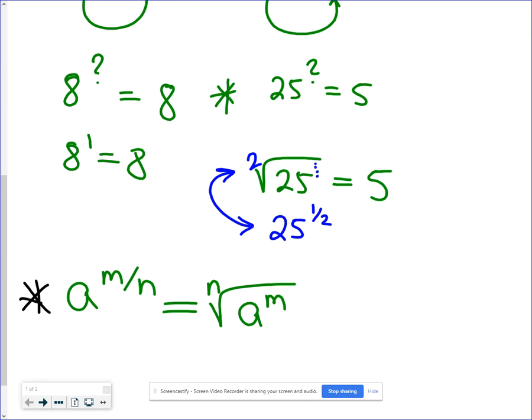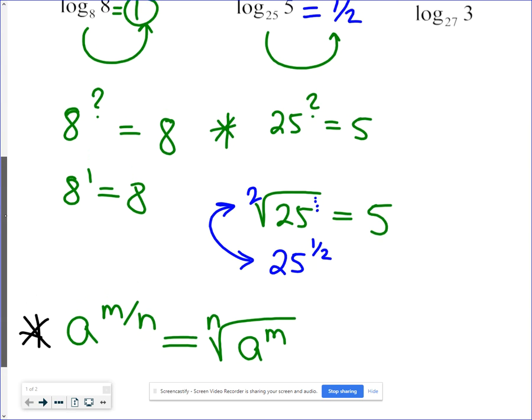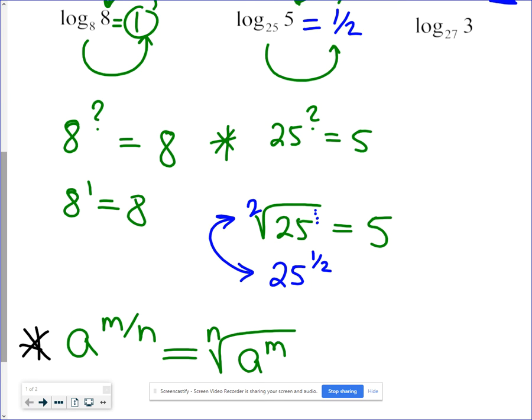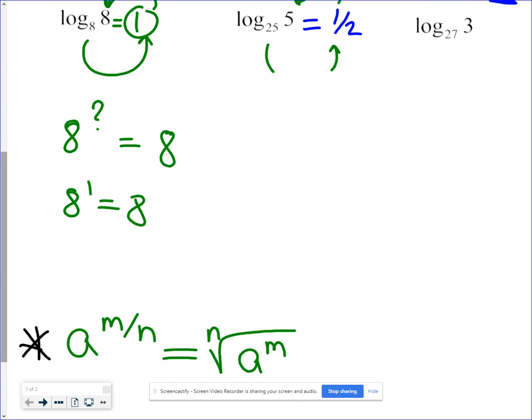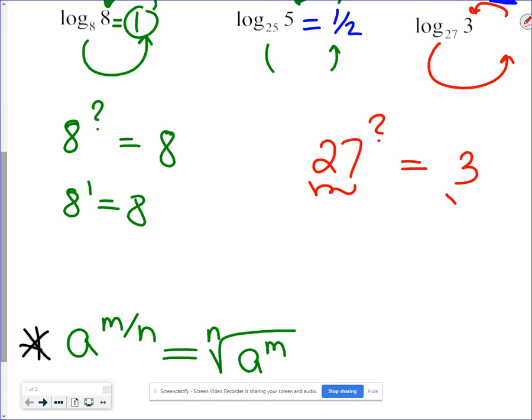So let's look at that last example. That last example is similar to the example we just did. We got 27. So we're going to ask ourselves, 27 to what power is 3? Well, anytime this number over here is bigger than this number, most likely you're going to have to use a radical. So let's put 27 under a radical and go through the different ones.